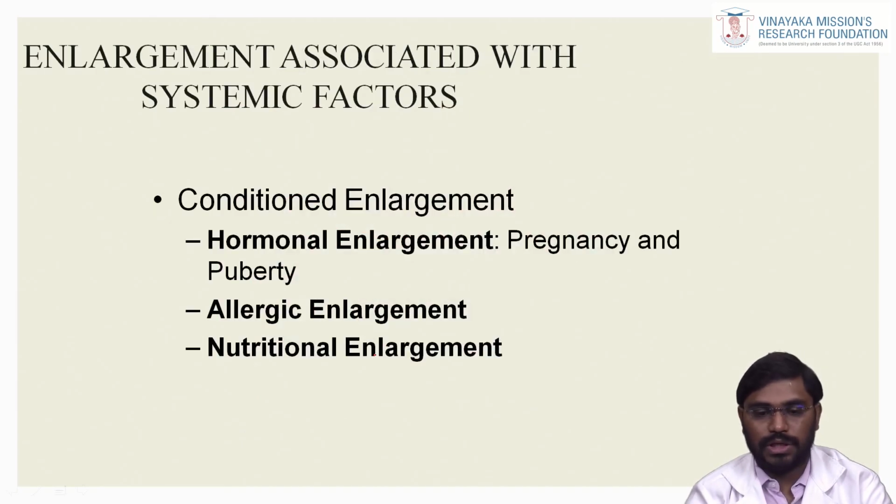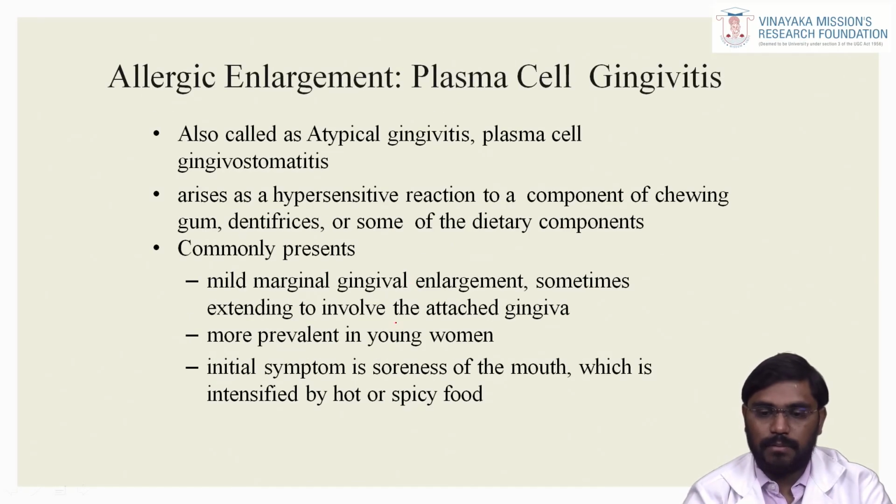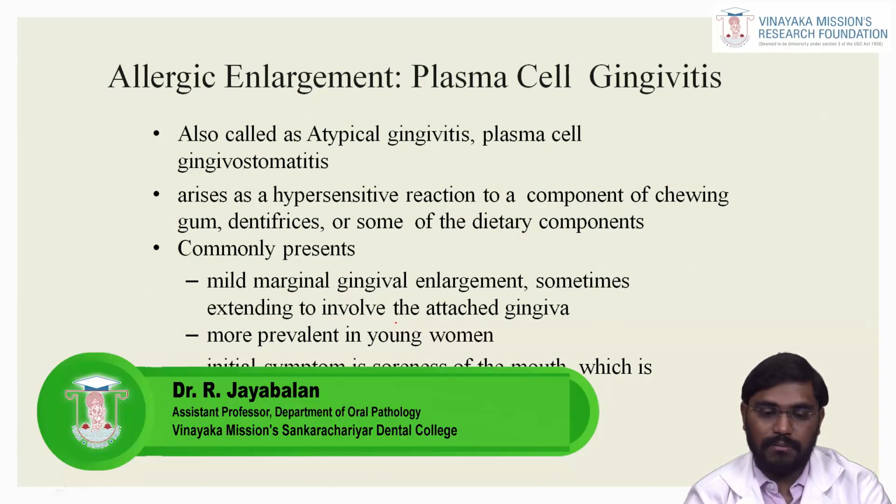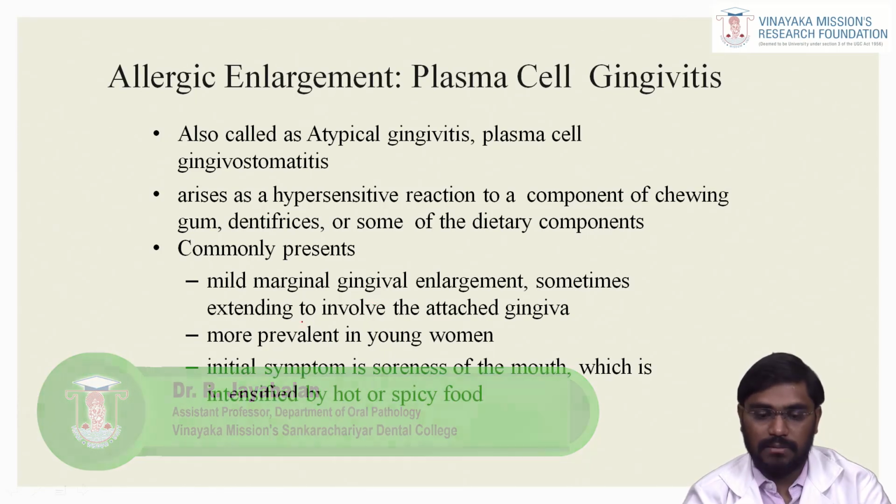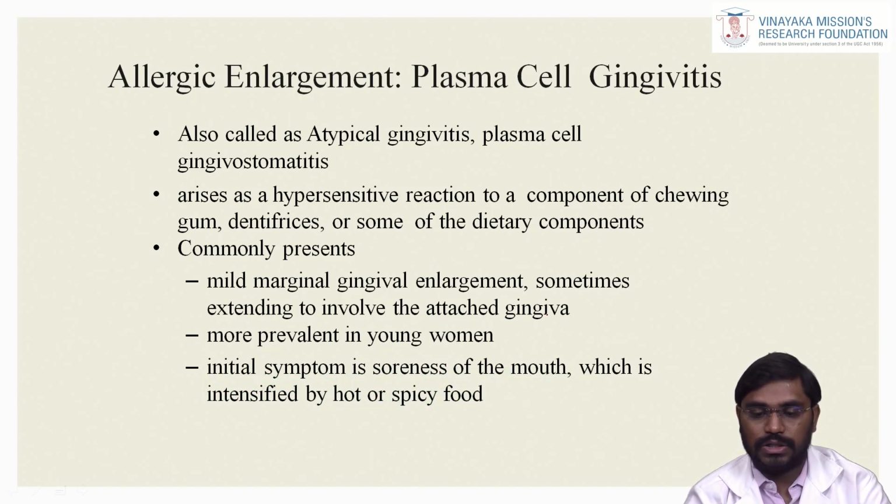Coming to the enlargement associated with systemic factors: mainly hormonal enlargement, allergic enlargement and nutritional enlargement. Hormonal enlargement is usually seen in pregnancy and puberty. Allergic enlargement, also called plasma cell gingivitis or atypical gingivitis, arises in hypersensitive reactions to components of chewing gums, dentifrices or some dietary components. It commonly presents as mild marginal gingival enlargement, sometimes extending to involve the attached gingiva. It is more prevalent in young women.